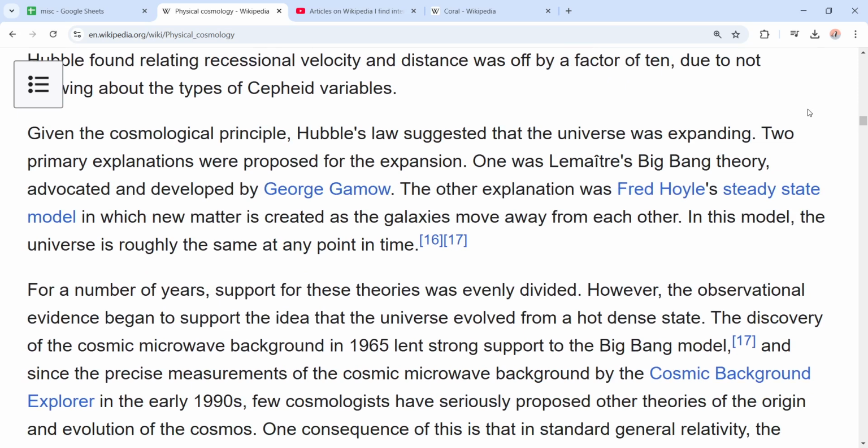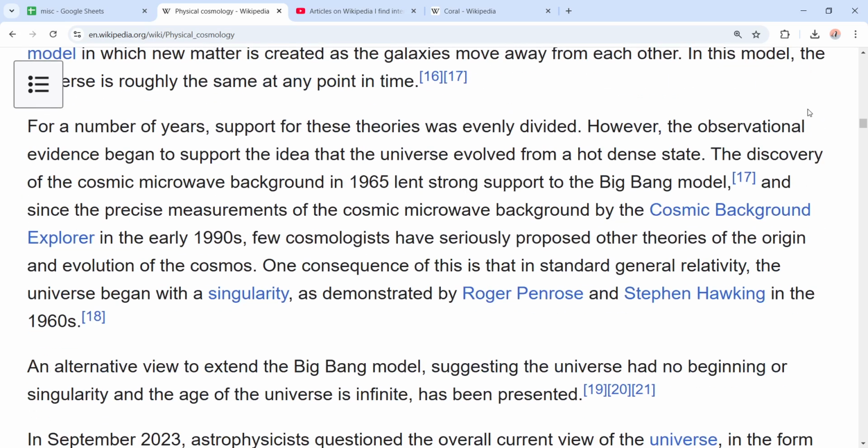Two primary explanations were proposed for the expansion. One was Lemaitre's Big Bang theory, advocated and developed by George Gamow. The other explanation was Fred Hoyle's steady state model, in which new matter is created as the galaxies move away from each other. In this model, the universe is roughly the same at any point in time. For a number of years, support for these theories was evenly divided. However, the observational evidence began to support the idea that the universe evolved from a hot, dense state.